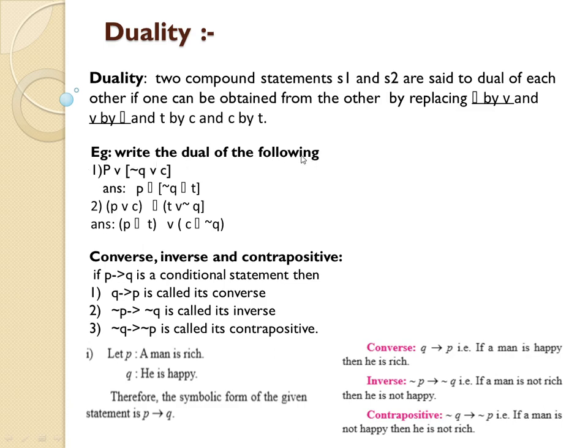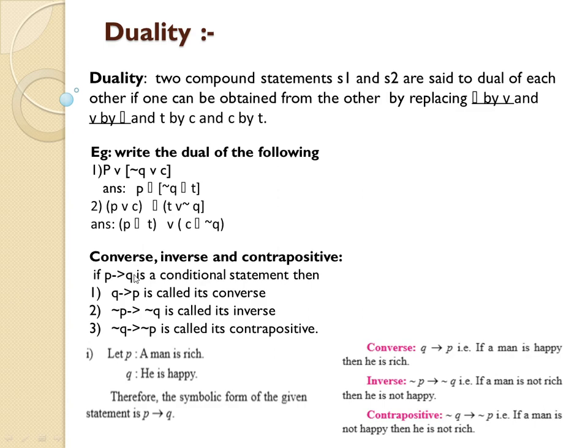Example: write the dual of the following. First example is P disjunction negation of Q disjunction C. To find the dual of this statement pattern, only replace the sign of disjunction by conjunction, and C by T. Negation remains as it is; there is no change in the symbol of negation. Second example: P disjunction C conjunction T disjunction negation of Q. Again replace disjunction by conjunction, C by T, T by C, and conjunction by disjunction.